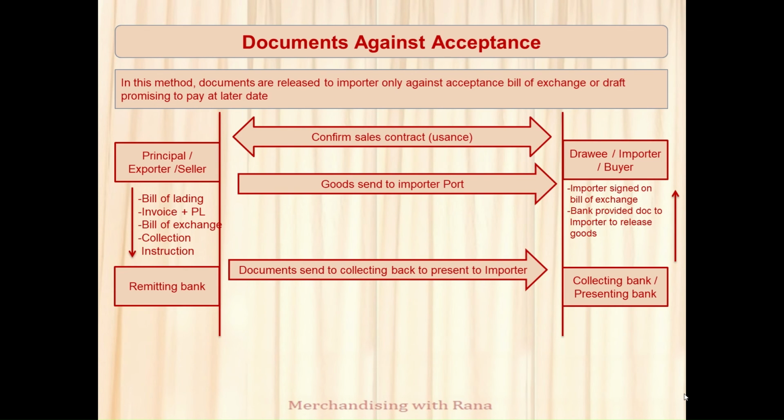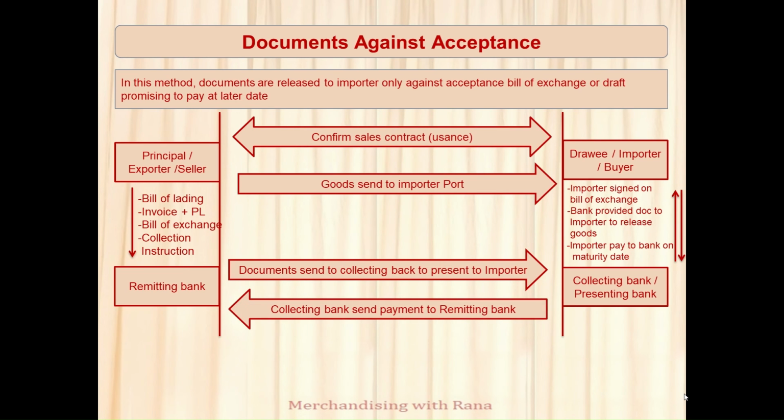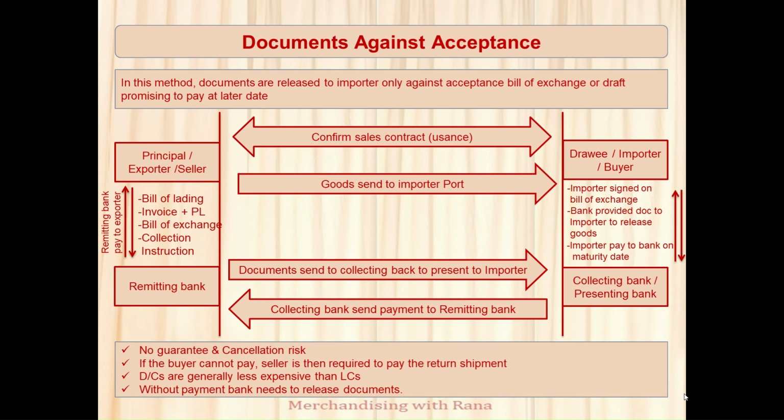Then the collecting bank releases the documents to the buyer to release goods from the port. After that, on the maturity date, the importer pays the bank, and the collecting bank sends the payment to the remitting bank. The remitting bank sends the payment to the seller. So the description is the same, only without payment the bank needs to release the documents. That is the difference between documents against acceptance and documents against payment.